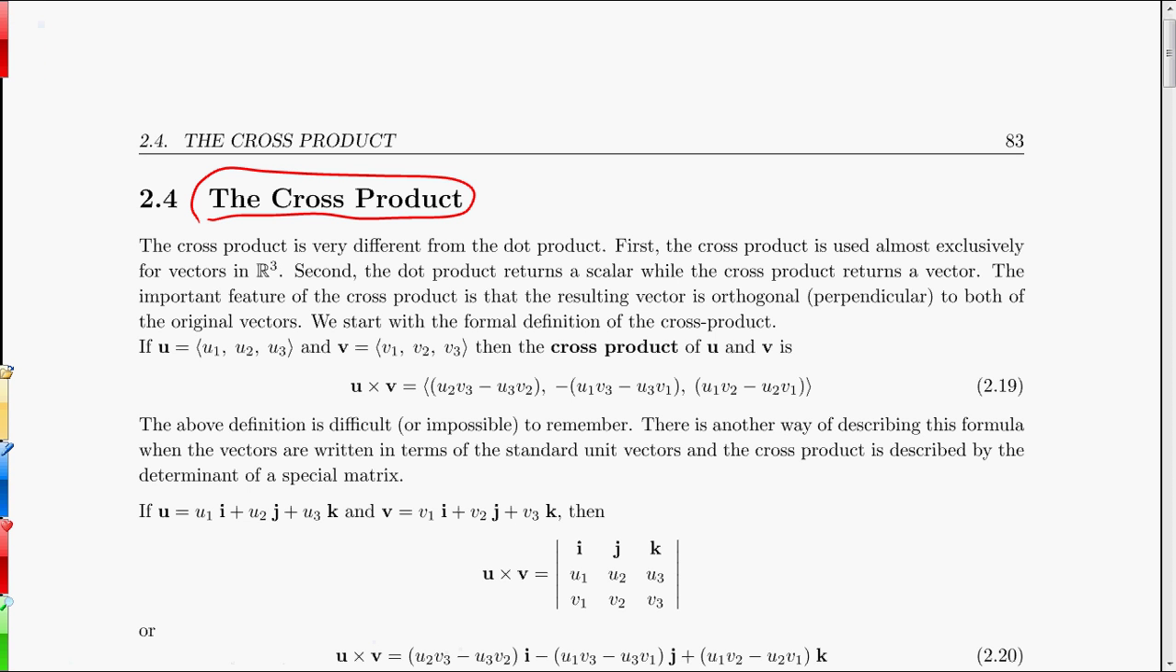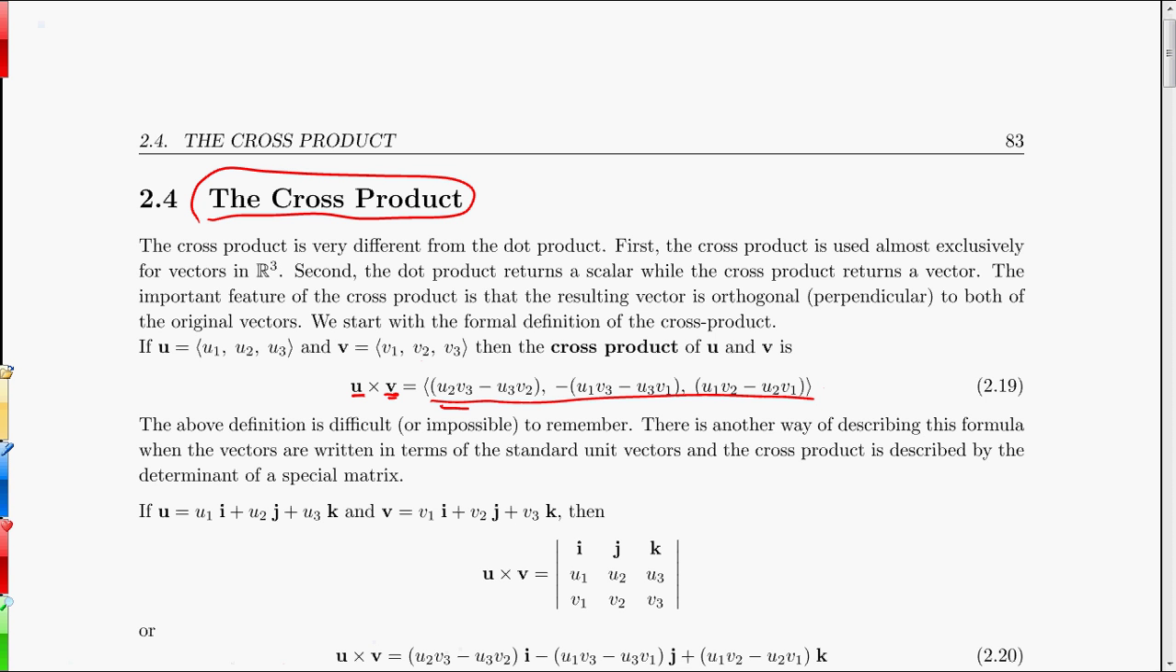So the cross product is defined by this formula right here. And before we go into that formula, it's certainly worth noticing that when you take the cross product, you have a vector cross another vector, and it produces another vector. The dot product produced a number, or what we call a scalar. Right? The cross product actually takes two vectors and returns another vector.